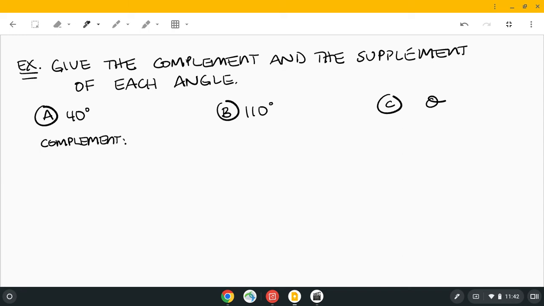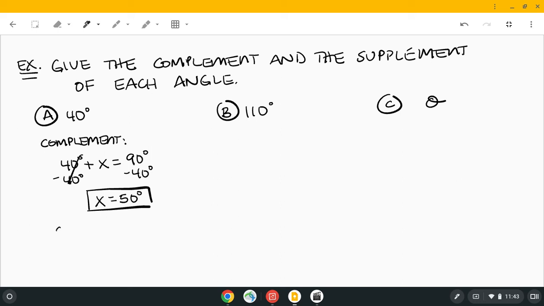What we do know is that if it's complementary, then they add up to 90 degrees. So we're going to do 40 plus something equals 90 degrees, and this x here represents the complement to 40. We solve for x by subtracting 40 degrees on both sides, and we get that x is equal to 50 degrees. So 50 and 40 do add up to 90.